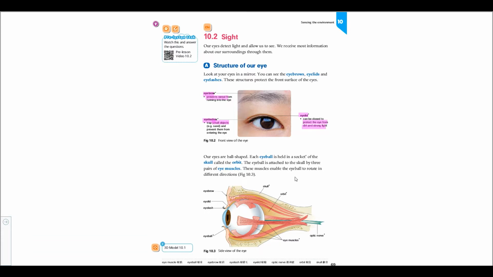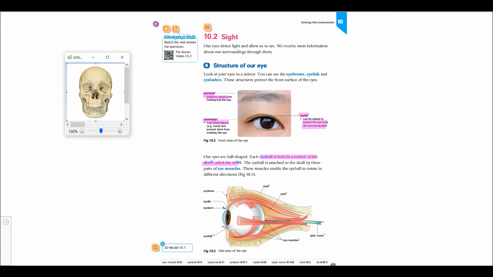After talking about the surface, the eyebrows, eyelid, and eyelashes, let's get into the eyeball. Where are the eyeballs located? Each eyeball is held in a socket of the skull called the orbit. Where exactly is the orbit? Here you can see the skull, which you often see in pictures or even real samples. The two big holes here are exactly where the eyeballs are placed. These two holes are called the orbits.